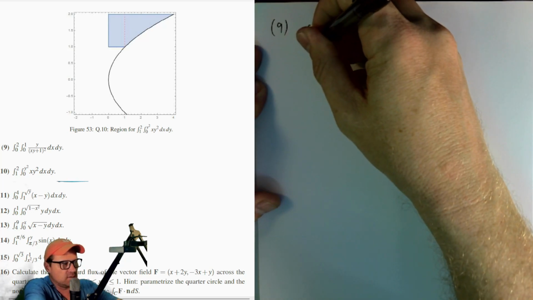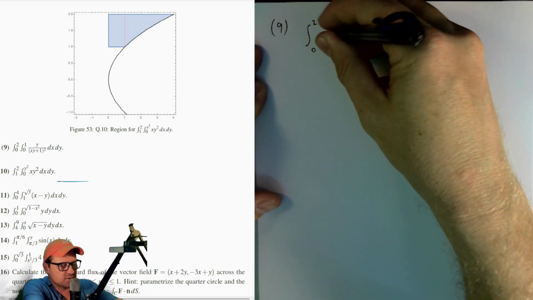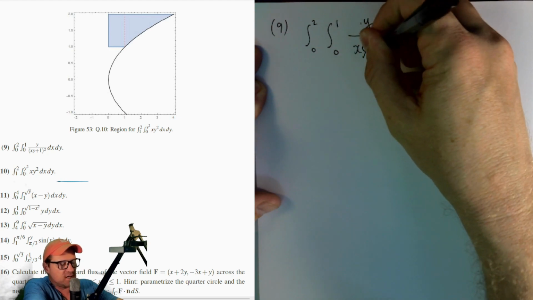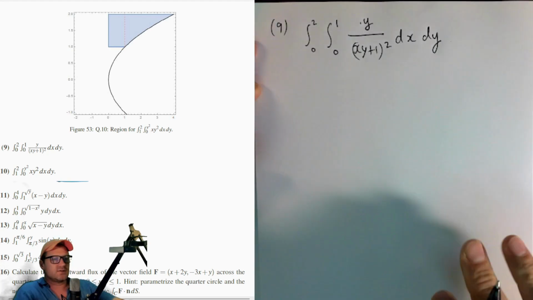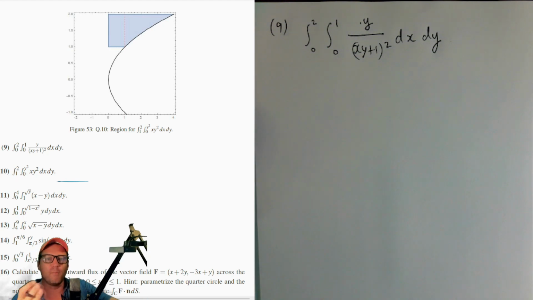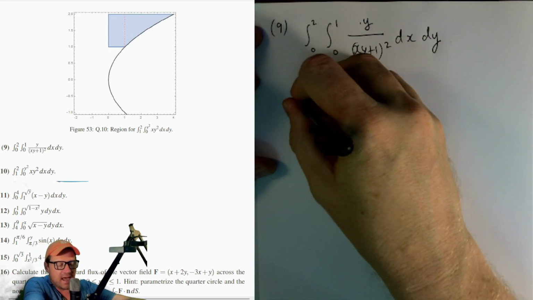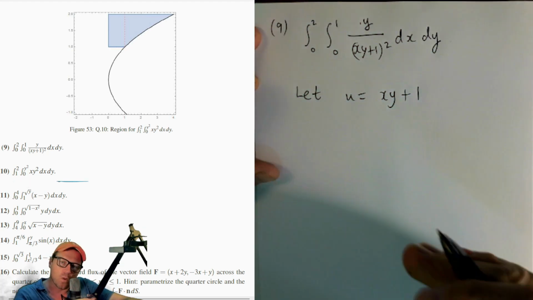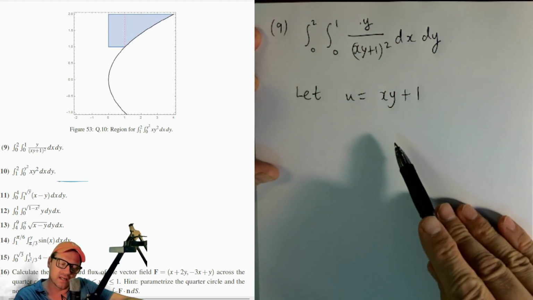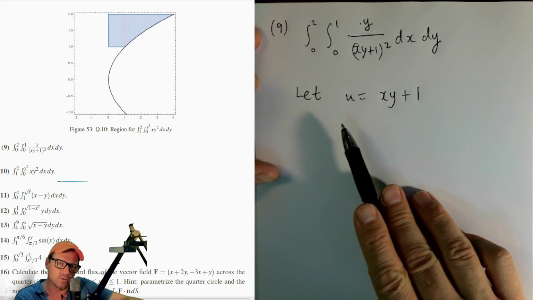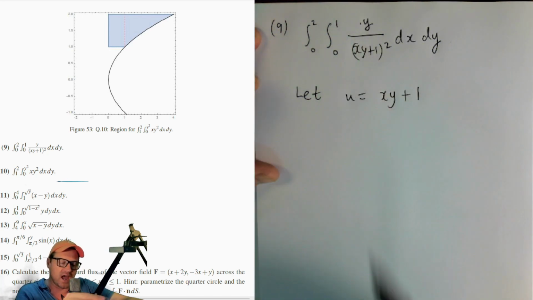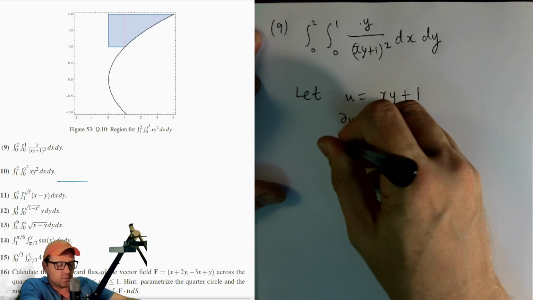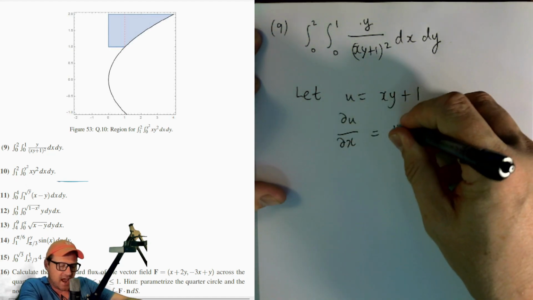So we have a double integral as y goes from 0 to 2 and x goes from 0 to 1 of y over (xy plus 1) to the power of 2. So this one looks like it will work out by substitution. So let's let u be equal to xy plus 1. Okay, so if it's going to work out by substitution, then we'll have a nice relationship with the partial derivative of u with respect to x and what we have there in the numerator. So taking the partial derivative of u with respect to x, we just have y.